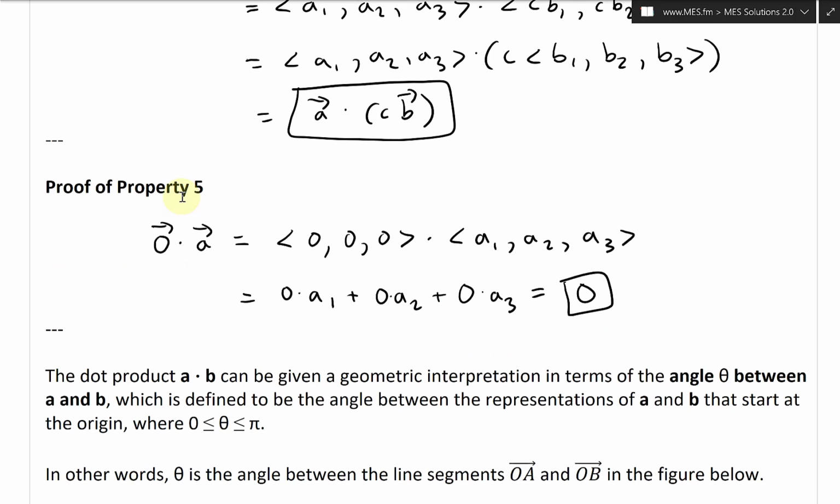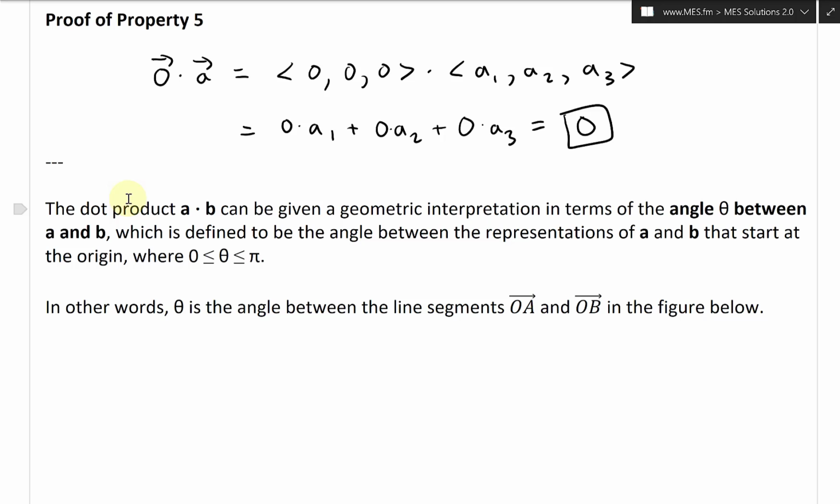All right, so now that we've covered all the properties, let's continue further. The dot product A dot B can be given a geometric interpretation in terms of the angle theta between A and B, which is defined to be the angle between the representations of A and B that start at the origin, where theta is between 0 and pi, so it's greater than or equal to 0 and less than or equal to pi. In other words, 180 degrees. So theta is the angle between the line segments OA, from the origin to A, and OB in the figure below.